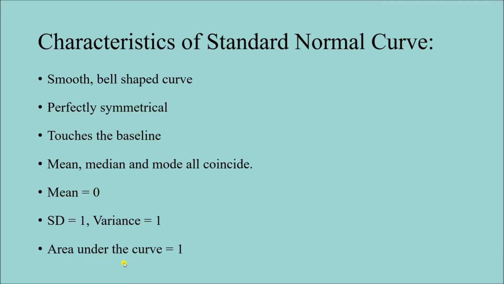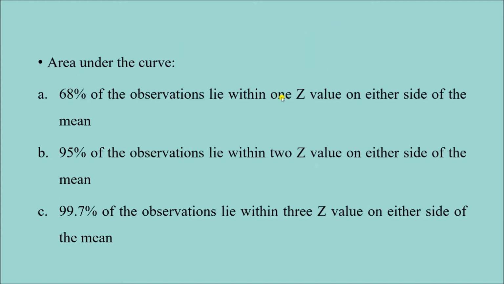And area under the curve is 1. By 1 we mean 100%. So these are the characteristics. Often students are given short notes on standard normal curve. So you have to write the characteristics. If you write all these points, it will be correct. Now area under the curve is almost the same as the normal curve.